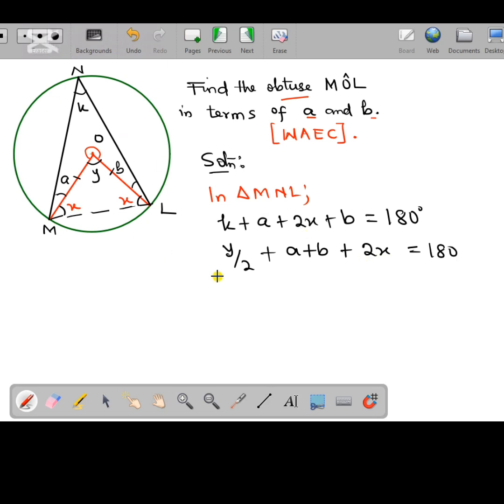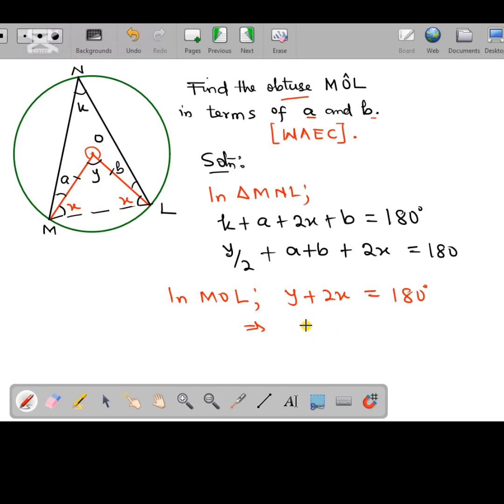I will also try to see how I can remove my 2X and bring in something else that has to do with A and B and maybe Y. And so what is that? In triangle MOL, you are going to discover that the sum of Y plus 2X is also equal to 180 degrees. This question happens to be a WAEC question, that's West African Examination question, for secondary schools. So why did I get this? Sum of the angles of this triangle.